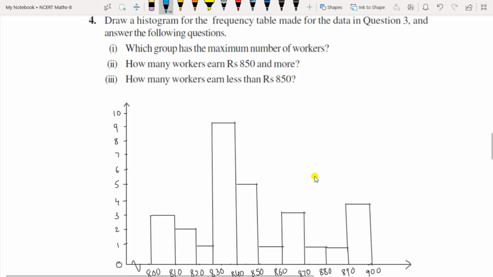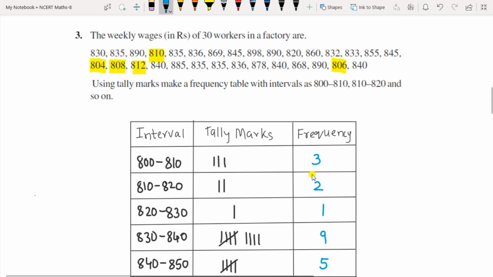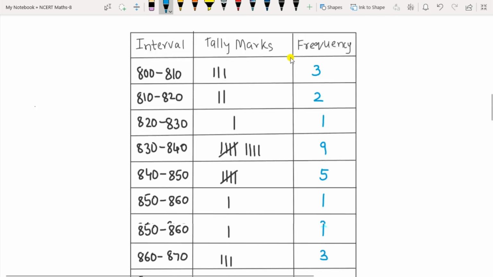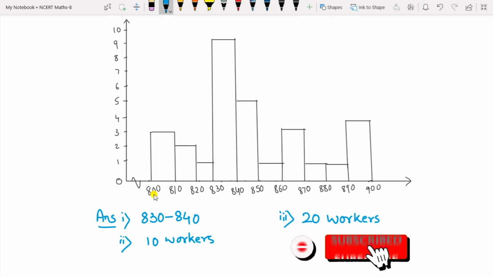Fourth question is draw a histogram for the frequency table for the data of question 3. For this data we need to take from 800 to 810 and so on. This class interval we have to take and these observations we have to take and draw a histogram. So to draw a histogram, first draw the x-axis and the y-axis. Now you can see it is starting from 800.